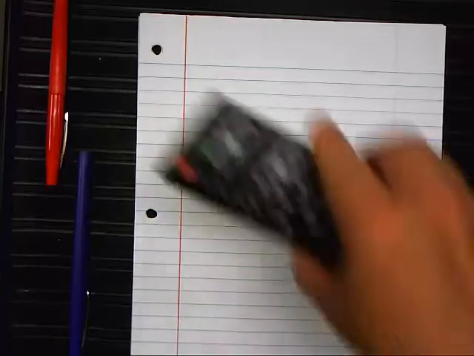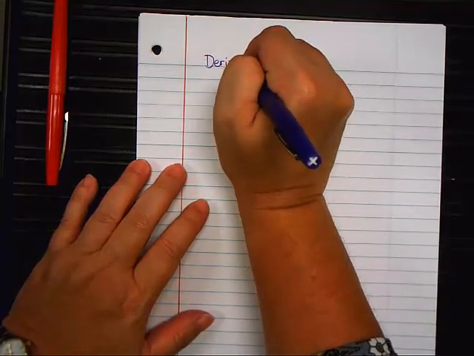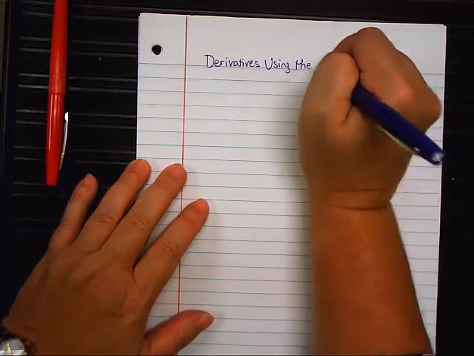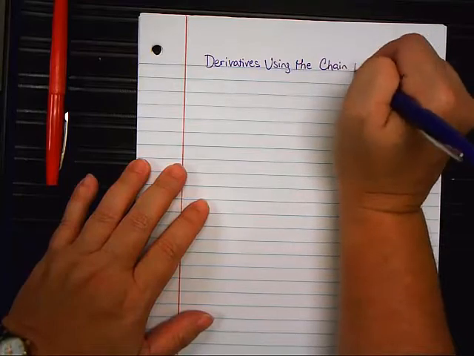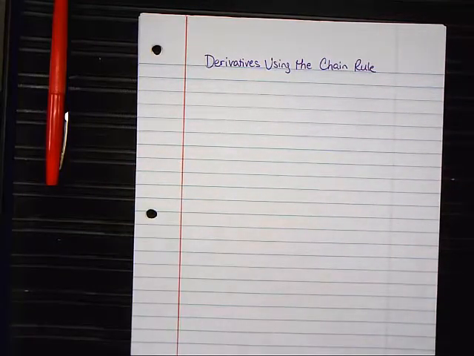Here we go. All right, today we are talking about derivatives using the chain rule. The chain rule is a wonderful thing because it is a method of taking derivatives to make problems that were really, really difficult much, much easier. Okay?